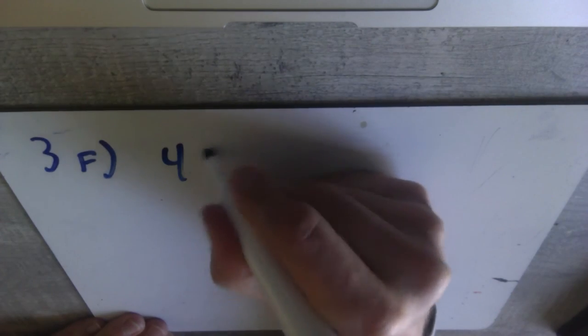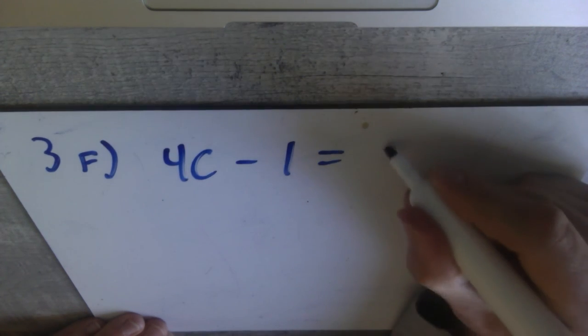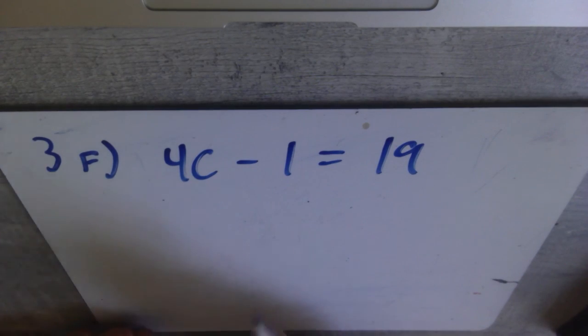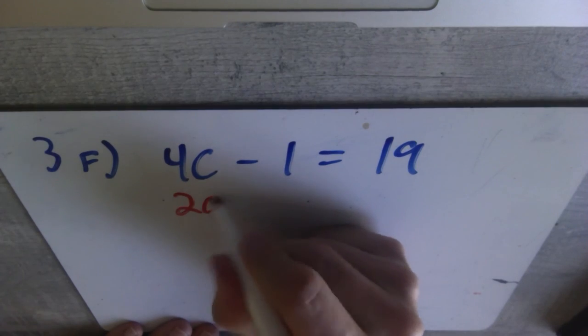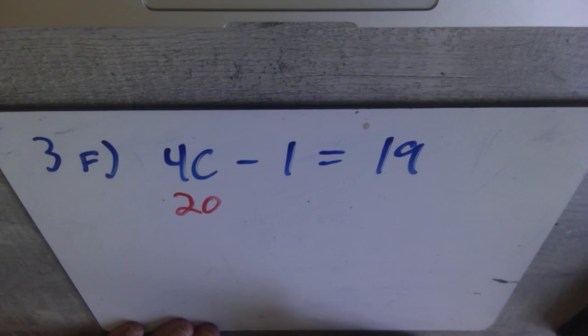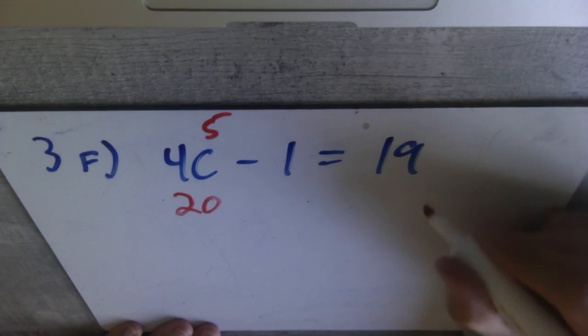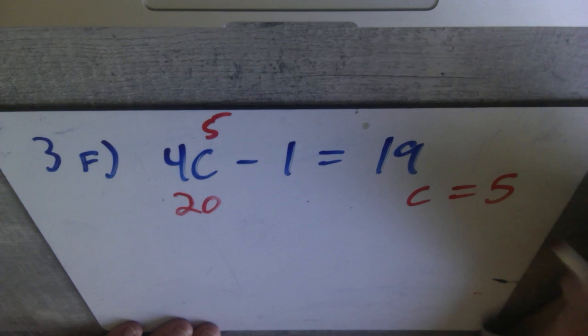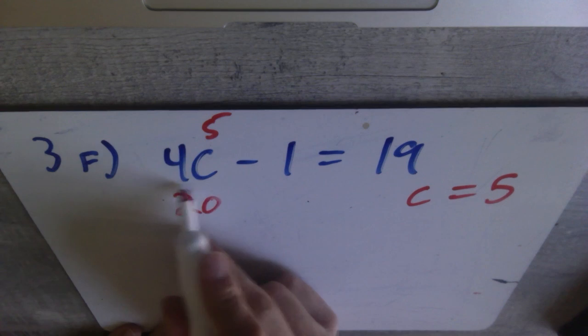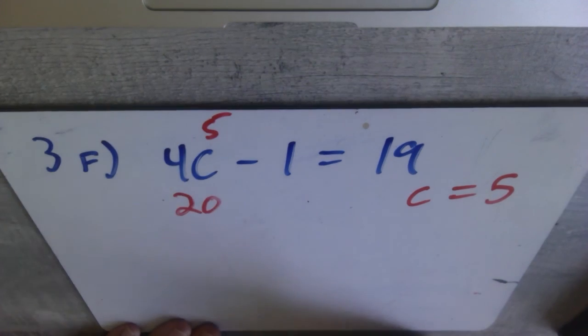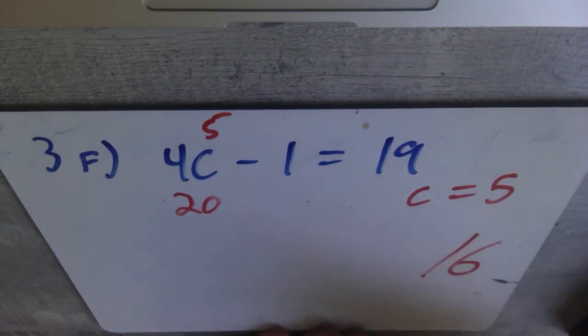I have 4c minus 1 equals 19. Let's break this down. I know that this number here, 4 multiplied by a number, has to give me 20, because 20 minus 1 gives me 19. So 4 times what is 20? Well, 4 times 5 is 20, minus 1 gives me 19. So c equals 5. So remember that method of inspection. You're breaking the question down to figure out what you need here first before you subtract that number to get to your answer. So your total in number 3 should be out of 6.